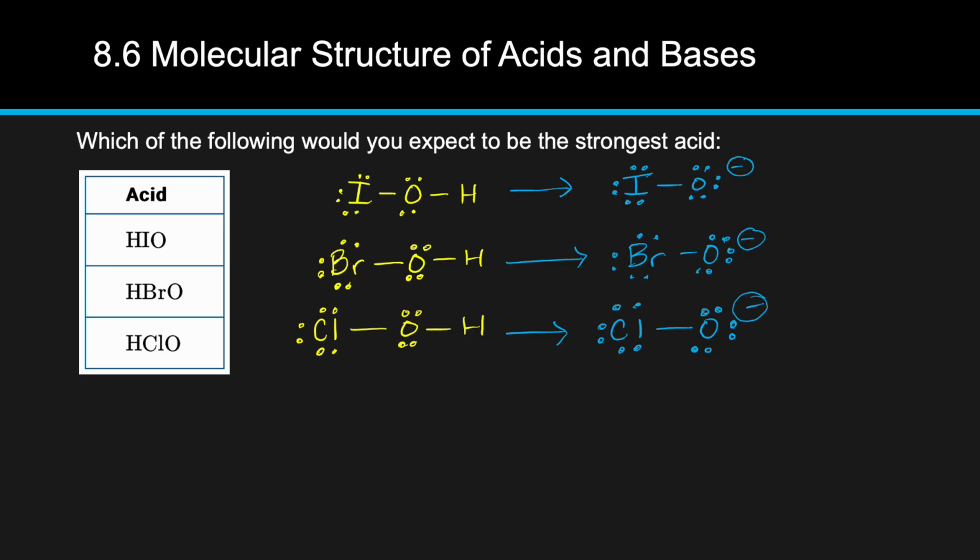Now all three of these conjugate bases have a negatively charged oxygen. However, remember what we learned about electronegativity. The more electronegative other atoms in the molecule are, the more they're pulling away and spreading out that negative charge. So we know out of these three that chlorine is the most electronegative, which means for this molecule, the electron density is going to be more spread out rather than concentrated.